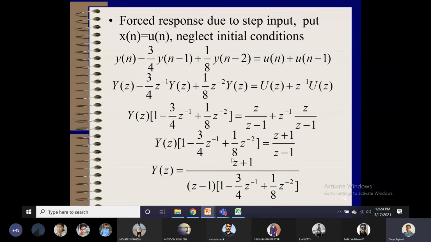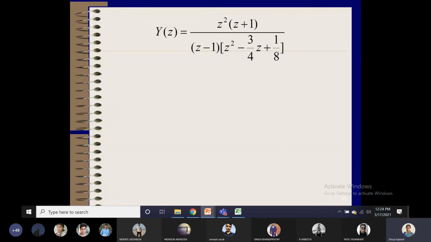Now Y(z), the term can be taken to the right hand side. So you will get (z+1)/(z-1) into the term inside the square bracket. Again you can factorize it. For that you need to take that z raised to minus 2 out. Z raised to minus 2 out, if you take it, it will go to the numerator as z square. Now again factorize the denominator as (z - 1/2)(z - 1/4).